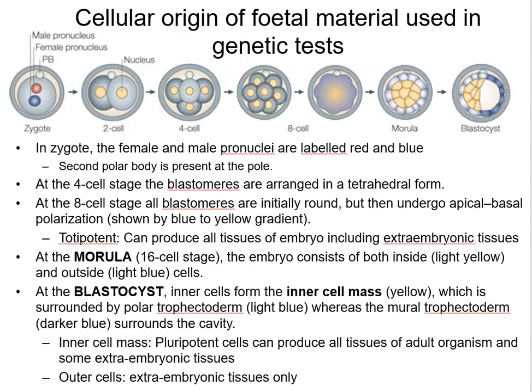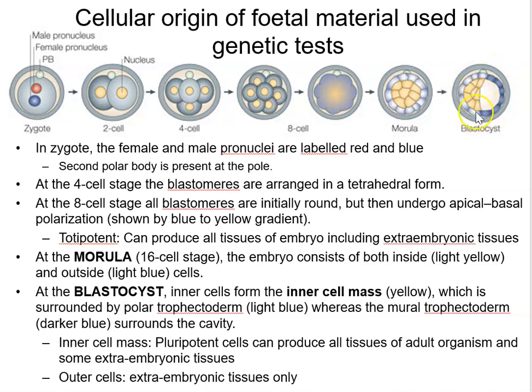Now, when we're looking at the fetal origin of material used in genetic tests, it's important to look back at these slides, which you should be fully aware of: the development of the zygote through to the 2-cell, 4 and 8-cell stage, through to the morula and blastocyst stage. The fetus will develop from the inner cell mass, which are these cells in yellow, and then we have these outer cells in dark blue and light blue, and the light blue polar trophectoderm is shown there.